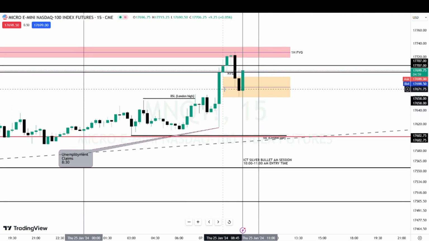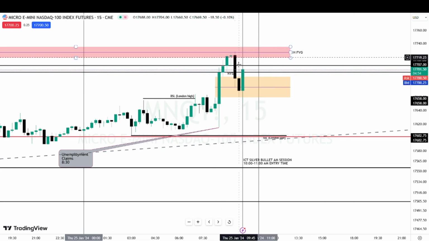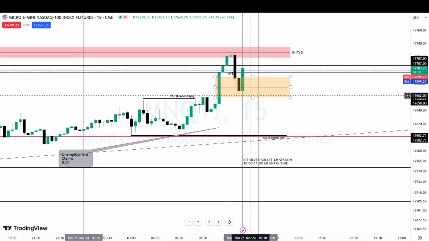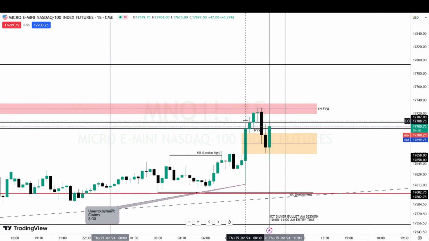Fair value gap right here. Let me put it there. So price came into this fair value gap, and it's a 15 minutes fair value gap plus an hourly fair value gap. So for me, this is a battle. So price can respect this, and then where is your minimum TP level? Your minimum TP level is the high.